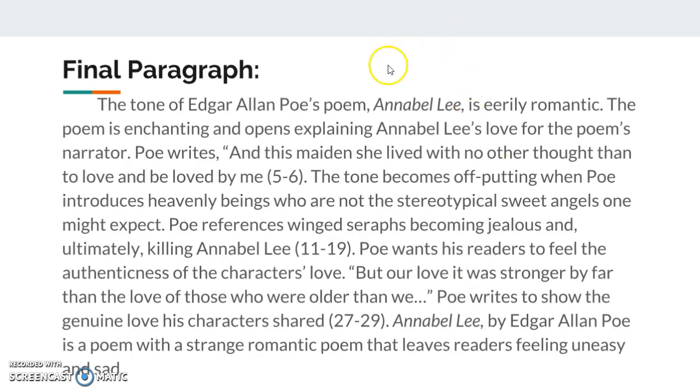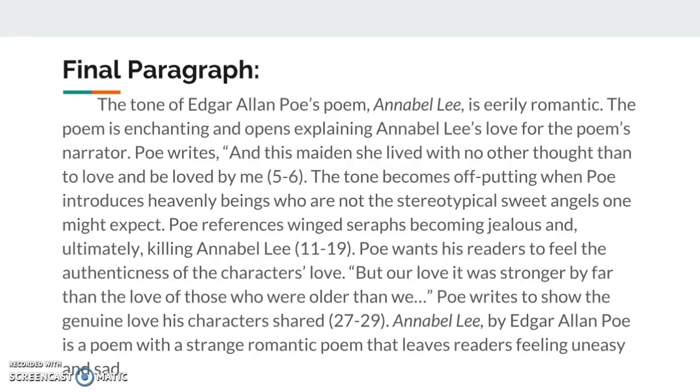So now here's my final paragraph. The tone of Edgar Allan Poe's poem, Annabel Lee, is eerily romantic. The poem is enchanting and opens explaining Annabel Lee's love for the poem's narrator. Poe writes, "And this maiden she lived with no other thought than to love and be loved by me." The tone becomes off-putting when Poe introduces heavenly beings who are not the stereotypical sweet angels one might expect. Poe references winged seraphs becoming jealous and ultimately killing Annabel Lee.